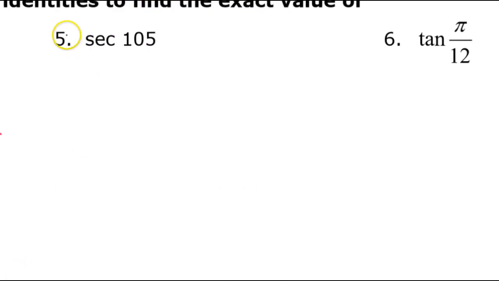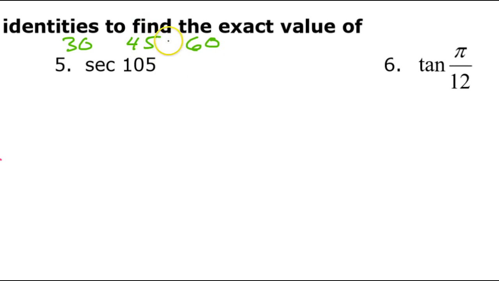All right, I'm going to solve number 5 using a different strategy. In degrees, the special angles are 30 degrees, 45 degrees, and 60 degrees. But I'm noticing that I can simply add 45 and 60 to make 105. So it'll be easier for me just to leave it in degrees this time. So I'm going to find the secant of 45 plus 60.